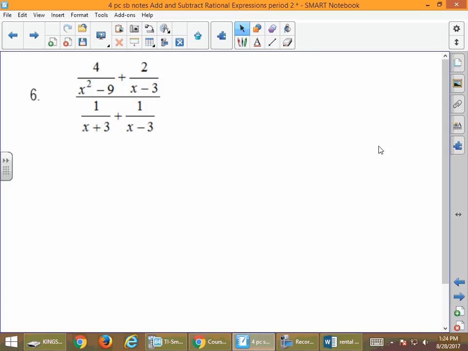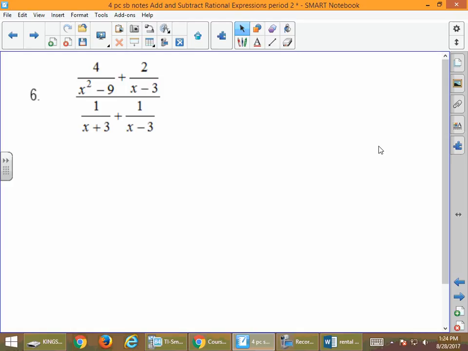Here's our last example. There's a couple ways to do this, but what we're really concentrating on today is, can we add something together and can we subtract something? In this particular problem, we're going to add the numerator, which is the top of the fraction. We're going to add the denominator, which is the bottom of the fraction. And then we're going to finish by dividing.